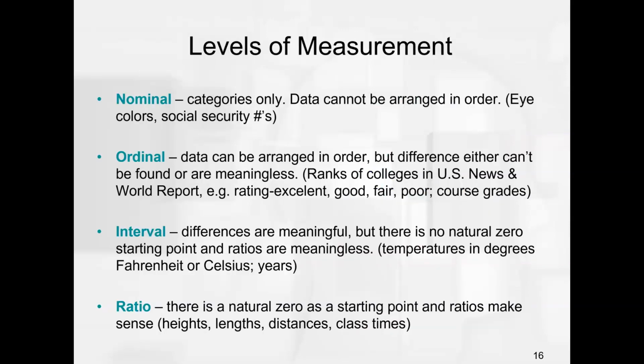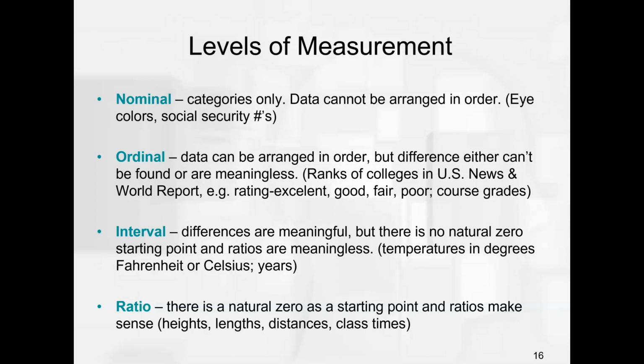In the 1940s, Stanley Smith Stevens introduced four levels or scales of measurement: nominal, ordinal, interval, and ratio. They are still widely used today as a way to describe a characteristic of a variable. The nominal level of measurement is used for categories only. Data cannot be arranged in order. For example, eye colors, social security numbers.